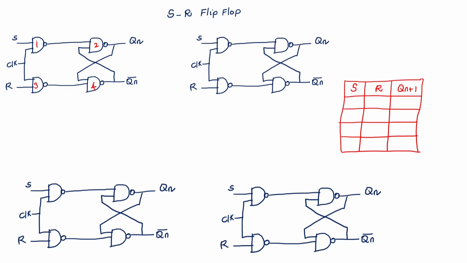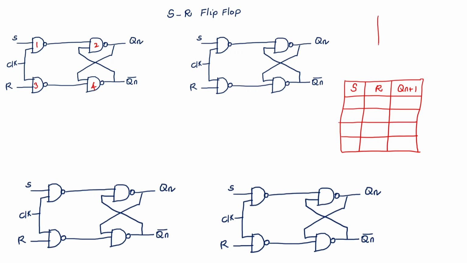The input S is given to NAND gate number 1, R is given to NAND gate number 3, and the second inputs of both are coupled together and the clock is given. Output of the first NAND gate is connected to the input of the second NAND gate. Output of the third NAND gate is connected to the input of the fourth NAND gate. And output Q1 bar is connected to NAND gate 2. Output Q1 is connected to NAND gate 4. And what is Q1? Q1 is the output and Q1 bar is the complement of the output.